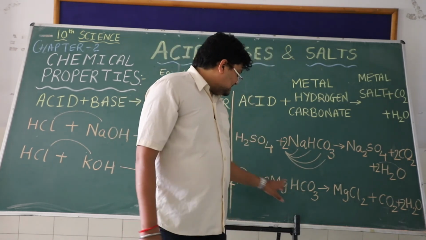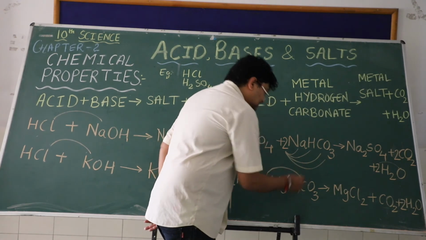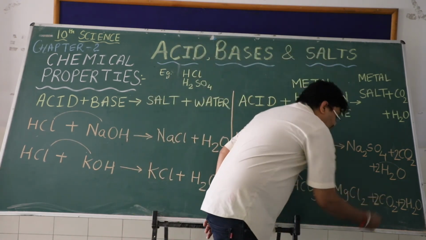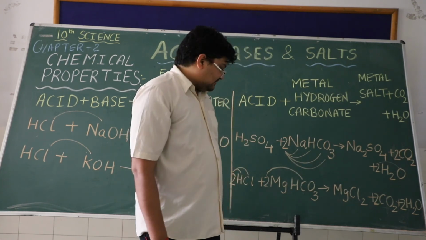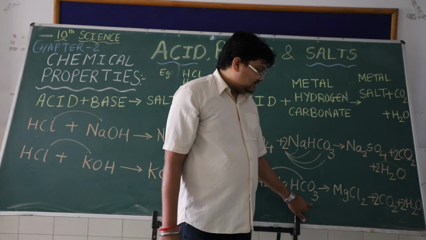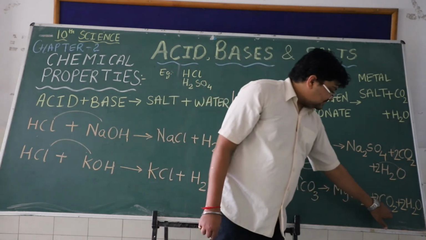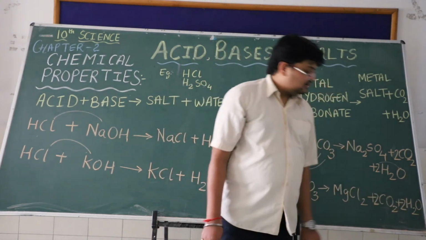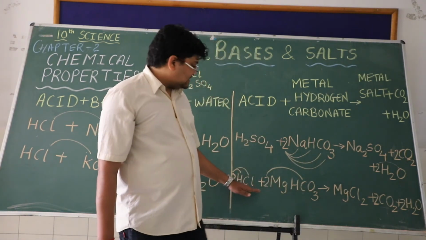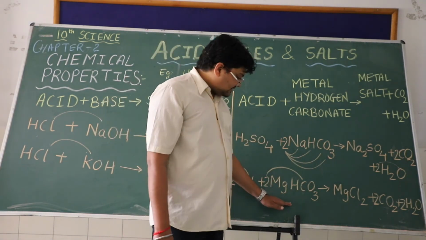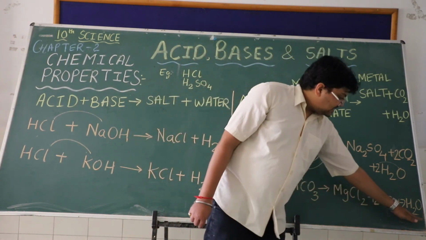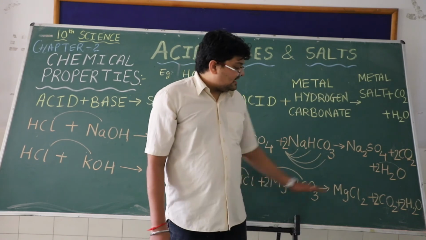Now let us take C. Here C is 2, and here C is only once. So I have to give 2 over here. So 2 CO2 will be there. Now let us check with oxygen. 2 3s are 6. Here also 2 2s are 4 plus 2, 6. So this is balanced. So hydrochloric acid reacts with magnesium hydrogen carbonate, forms MgCl2 plus 2CO2 plus 2H2O. So this is your balanced reaction.